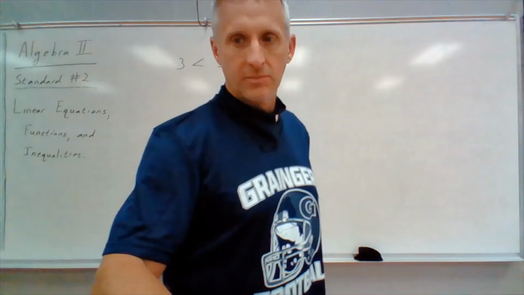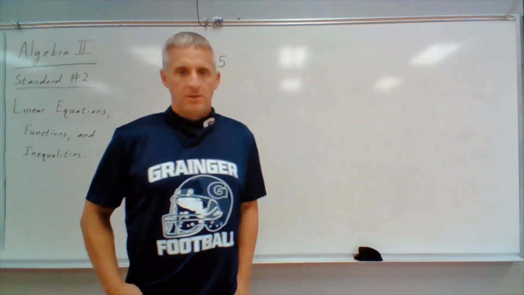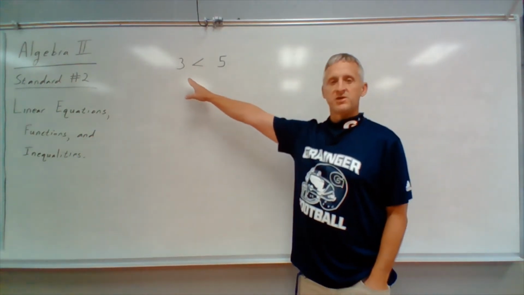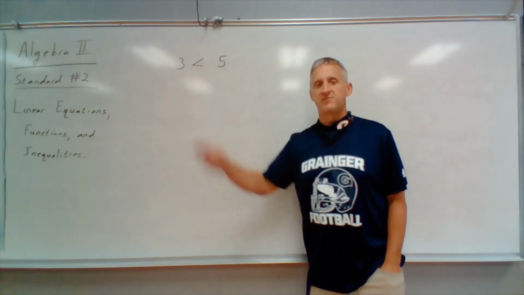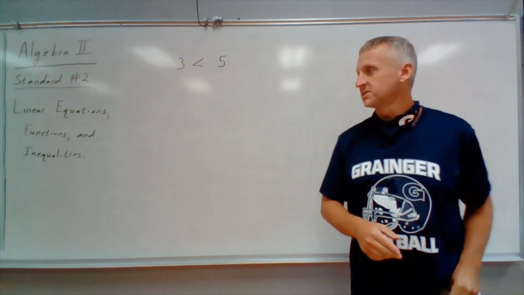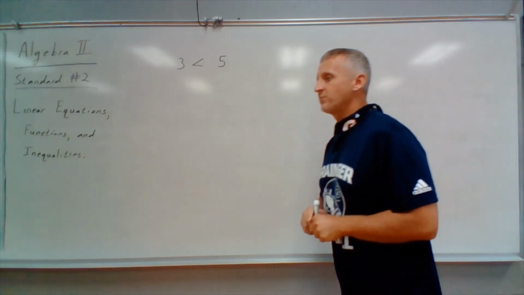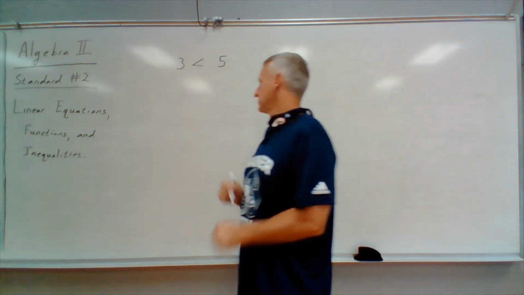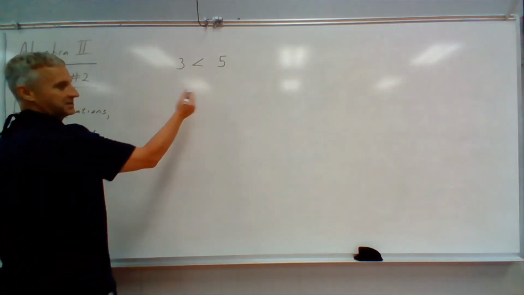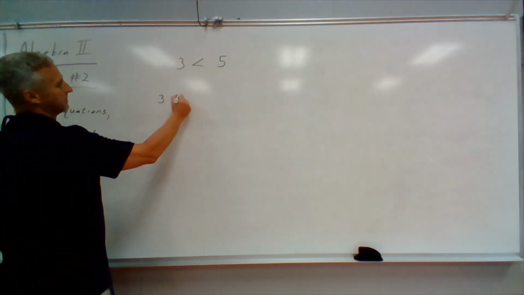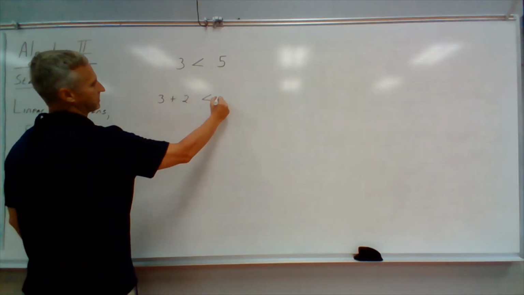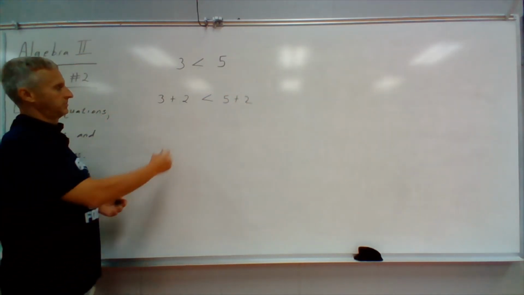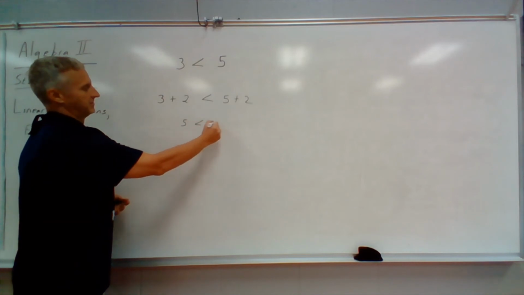All right, let's talk about inequalities. So this expression says that 3 is less than 5. That's true. 3 is less than 5. What if we add something to both sides of this inequality? Say, for example, we add a 2 to both sides. So 3 plus 2 less than 5 plus 2. Is that true? Well, this is 5, and that's 7, and you see that it's still true.